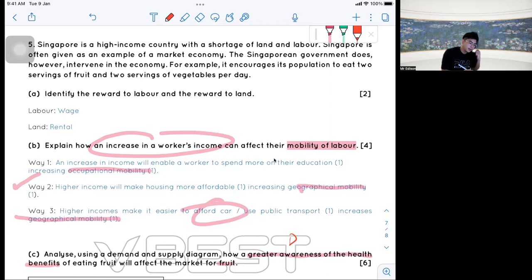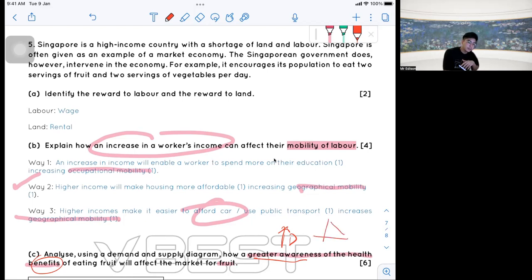And then what happened here? Greater awareness of benefit, people will eat more fruit or not? Yes, right? Higher demand. So when it comes to this demand and supply diagram, normally we talk about the shift of the diagram, either shift in or shift out. We have two things, guys.